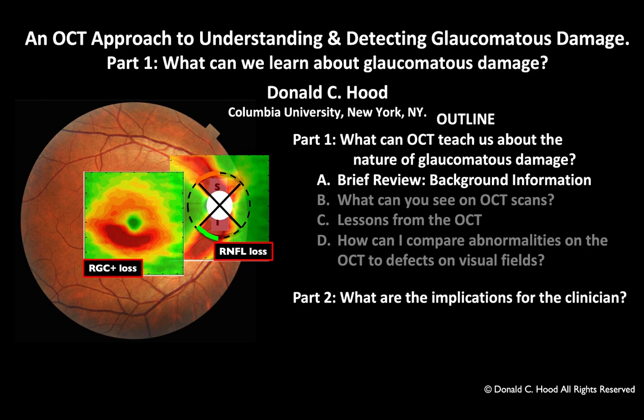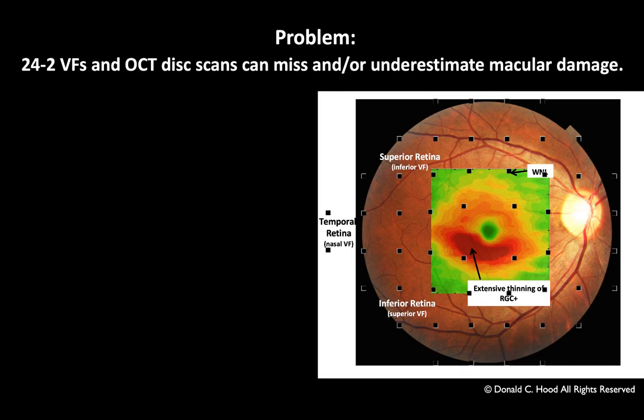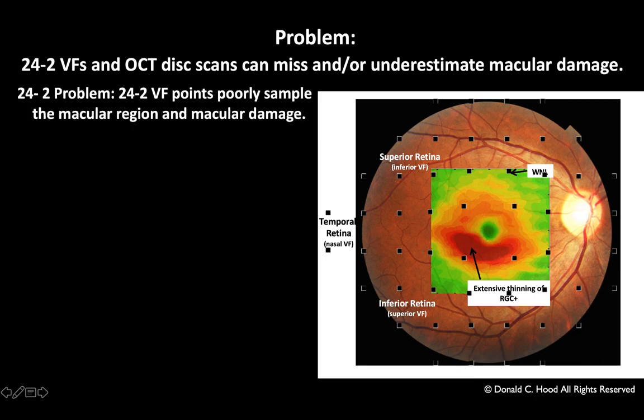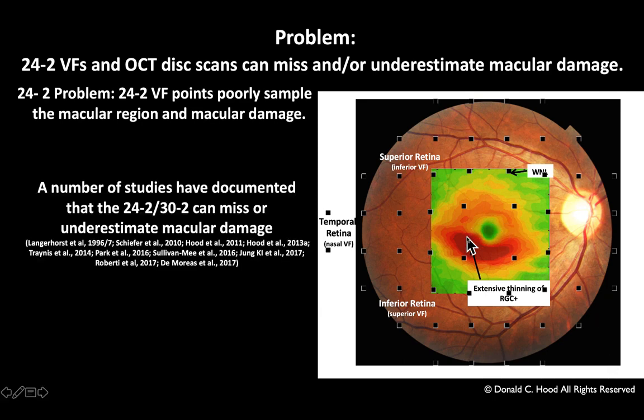In the second lecture, we're going to turn to the implications for the clinician. But let me just say in passing, and I may repeat some of this in the second lecture, the problem is that the traditional way of looking at it in the clinic, where you do a 24-2 and an OCT disc scan, you can miss or underestimate macular damage. So here's the location of your 24-2. Here is what you're getting in with early to moderate damage, and you can see that these 24-2 points poorly sample this region of damage. And here are just some of the studies that have been done supporting this.